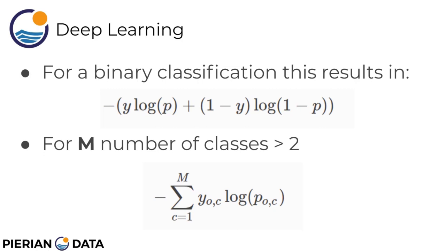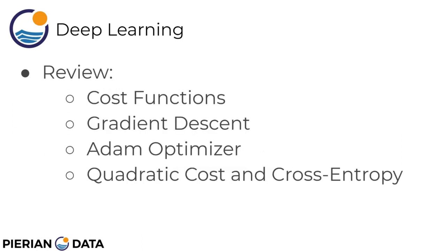You don't have to worry too much about this formula because when we're coding it out, we're just going to specify use cross-entropy. So when we're performing classification, especially multi-class classification that's greater than just binary classification, we'll be calling upon cross-entropy as our cost function. If you ever see us coding and we specify cross-entropy, these are the actual formulas we're telling the computer to use in order to figure out a probability distribution for each of those classes. As a quick review, we talked about cost functions, gradient descent, different optimizers like the Adam optimizer, and then quadratic cost and cross-entropy.